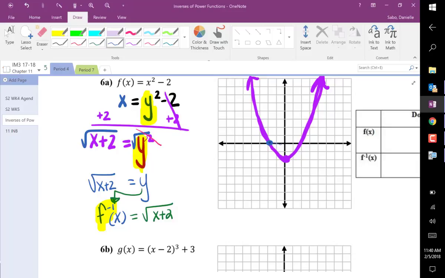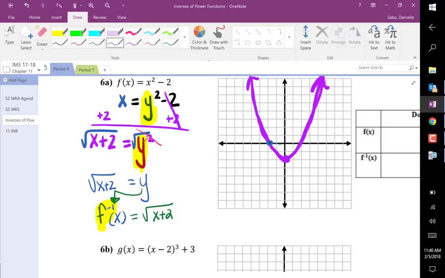Can I put -3 in? No, because that will produce a negative number. It won't work. Did it work over there? No. I don't know what was on the graph. What was it like this? Okay, so also what we learned too, what was this point again? 0, -2, right?